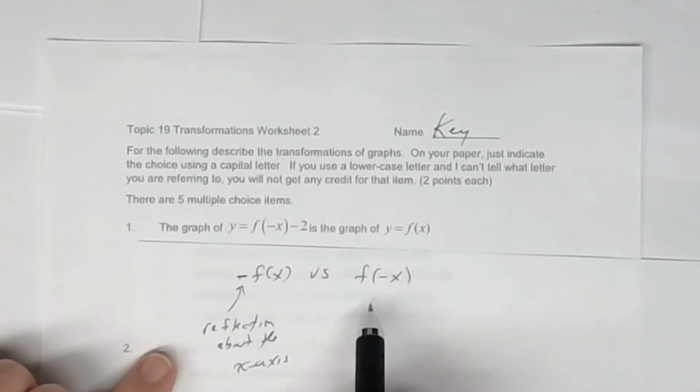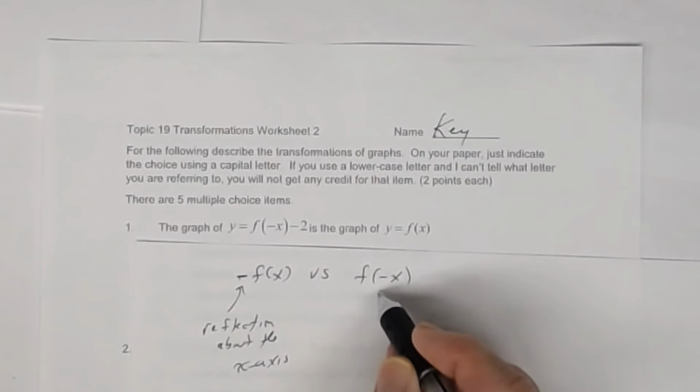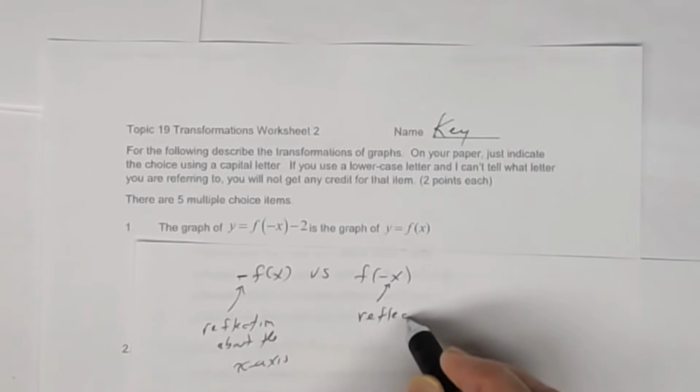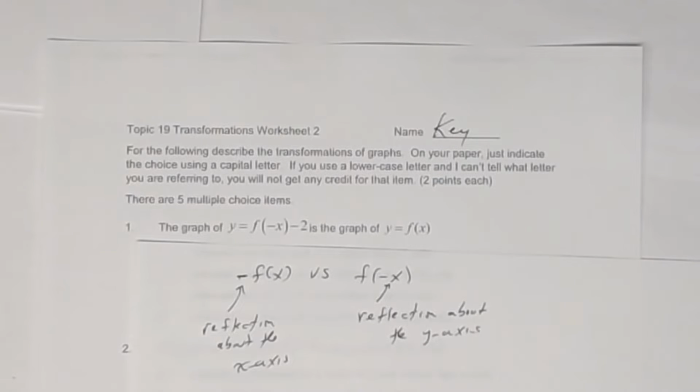All right. And then when we talked about this here, you're going to take x and look at its opposite. So the y value will stay the same. All you're doing is looking at x, negative x. So that's a reflection about the y-axis. So a negative x within the parentheses is a reflection about, or across, the y-axis. Okay, so that's the difference between the two.